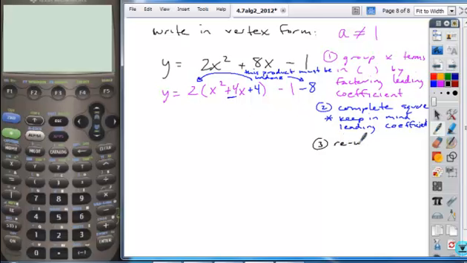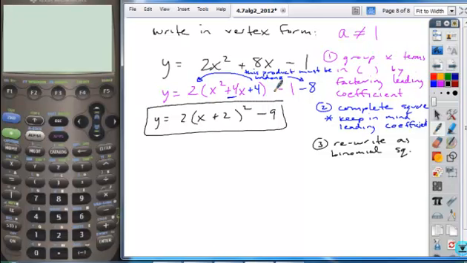And then we can rewrite it as a binomial square. And so we have the 2 out front, we have our binomial square, first term x, the second term is going to be half of this coefficient, so half of plus 4 is plus 2. Combine our terms on the outside, and we get our vertex form.